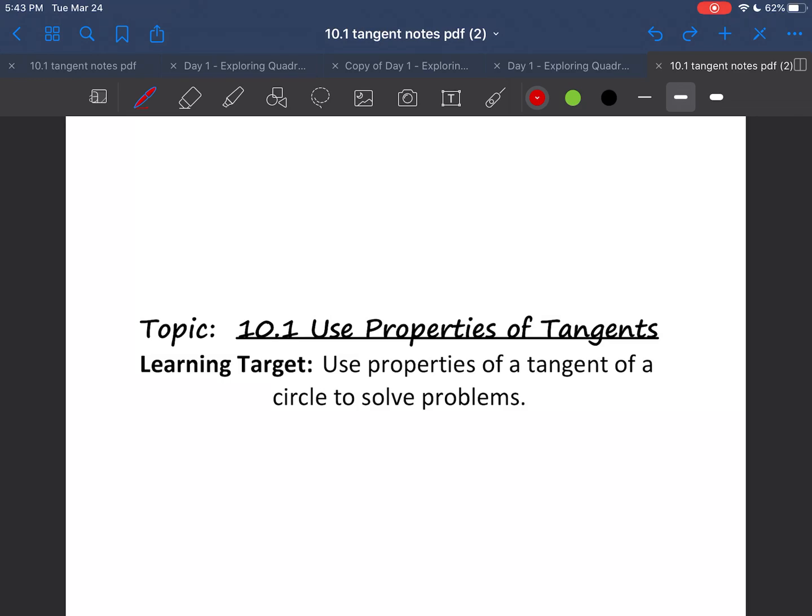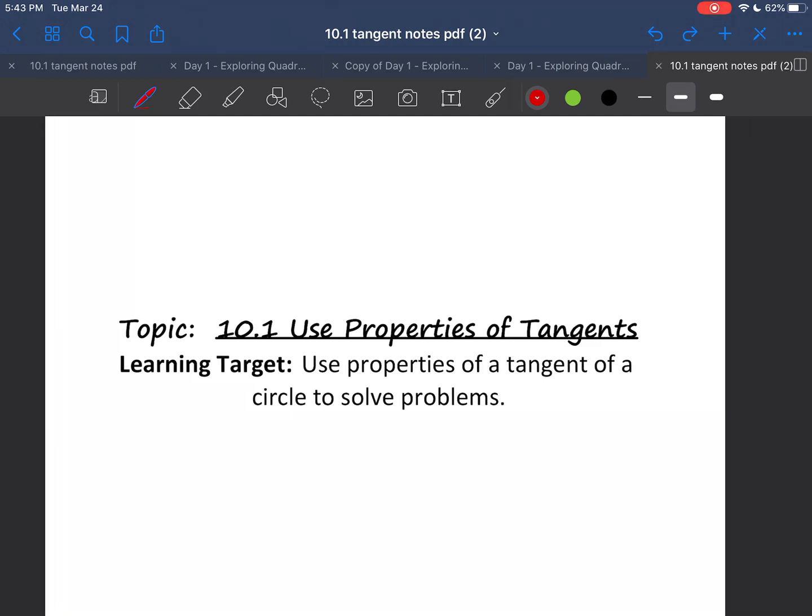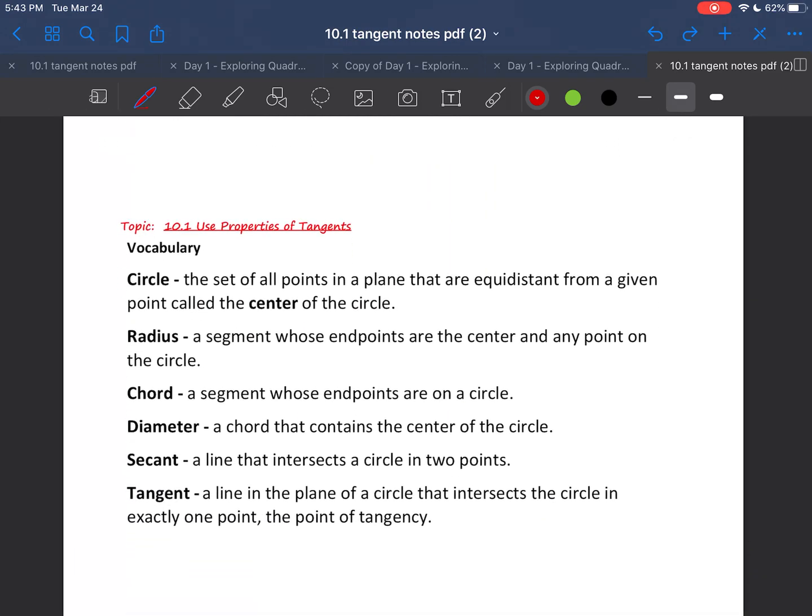We are going to be jumping to Unit 10, which is circles, and going through the various sections about circles. So our first topic is Section 1. It is called Using Properties of Tangents. Another big part of this section is learning a lot of new vocabulary regarding circles. So let's jump right into it.